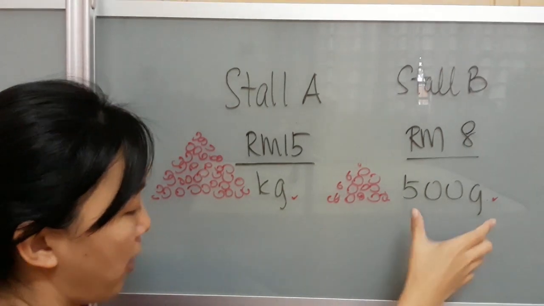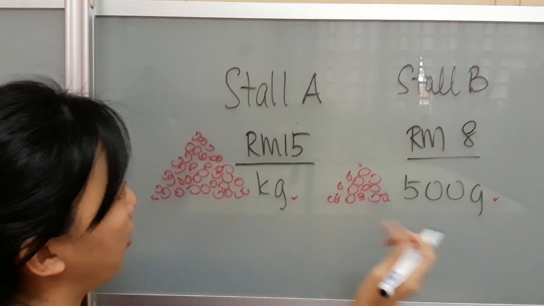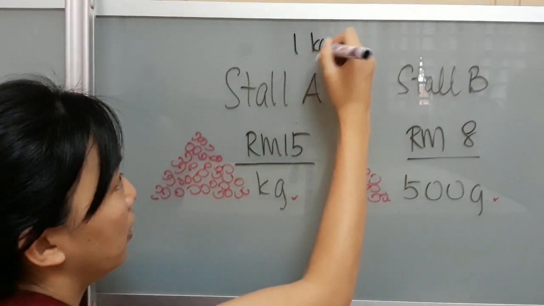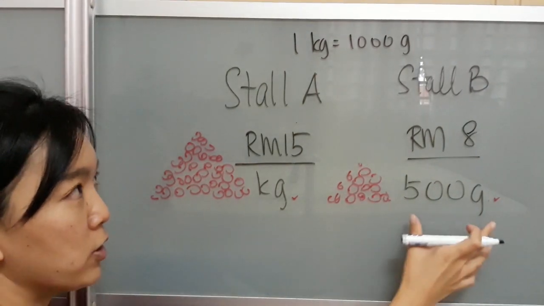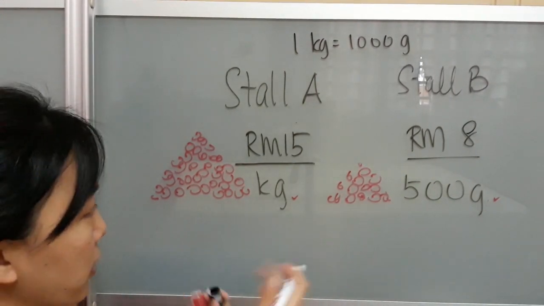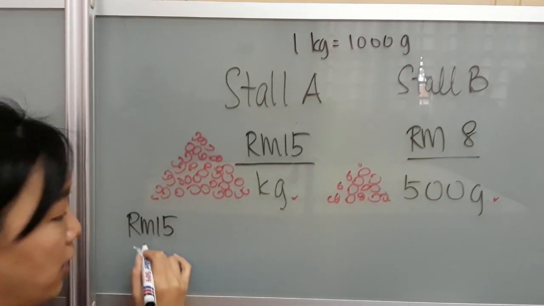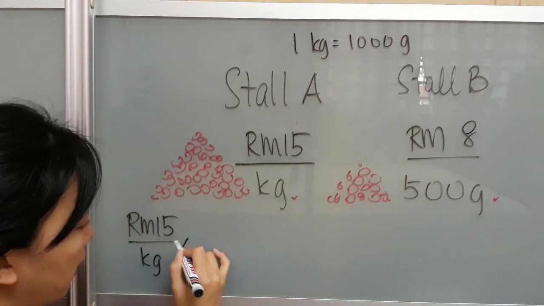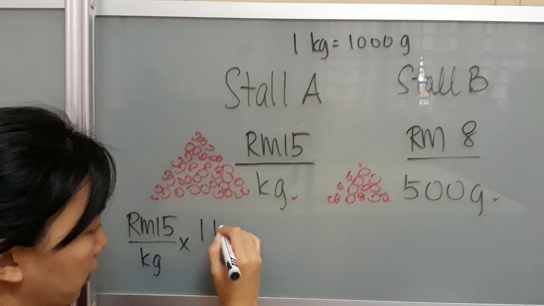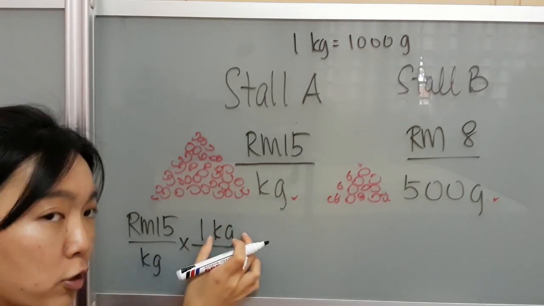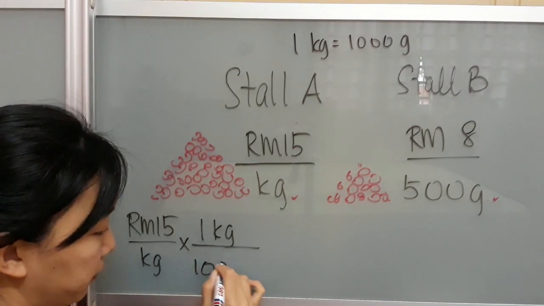So 1 kg, 500 gram. Let's look at the relationship between 1 kg and gram. We know that 1 kg equals 1000 gram. And we're going to change both of these to gram so that we have the same unit to compare. So for stall A, 15 ringgit per kg. In order to slash off the kg, we put kg on top, and 1000 gram at the bottom.